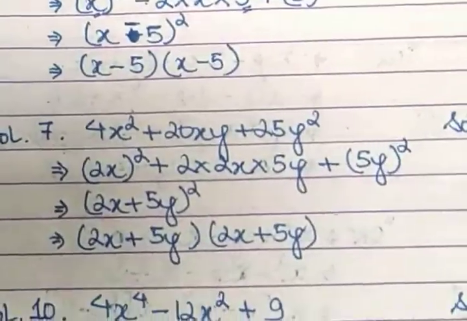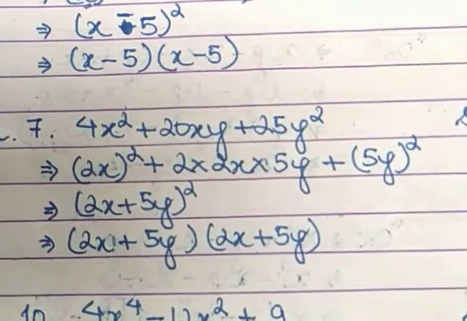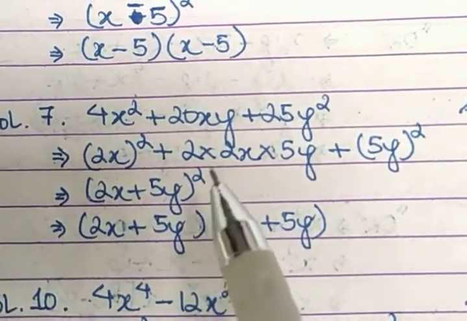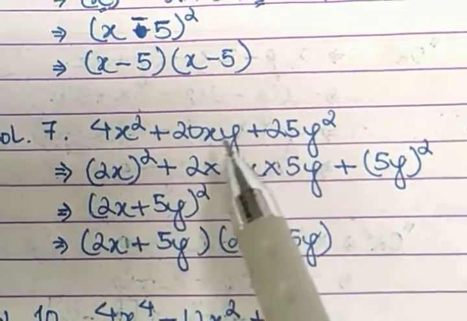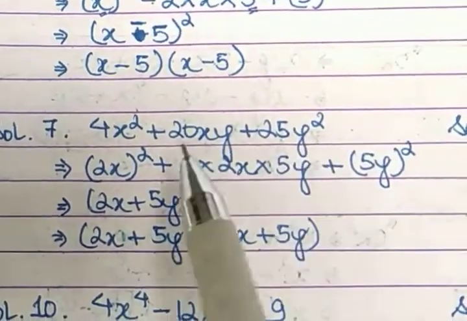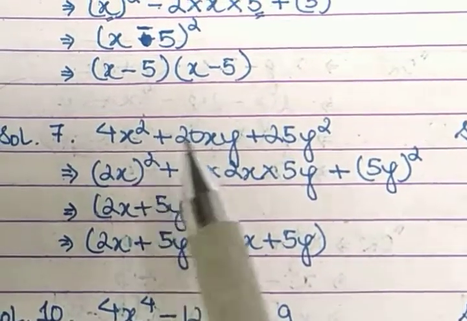Okay. Now this one is also a trinomial, but it is a little bit different from the previous one because it has two variables in the middle. See, x, y, two variables in the middle. Also, we will be dealing with two variables, x and y.